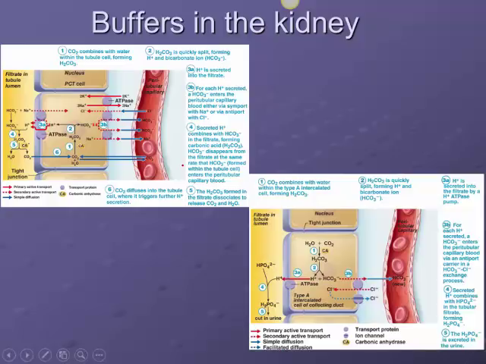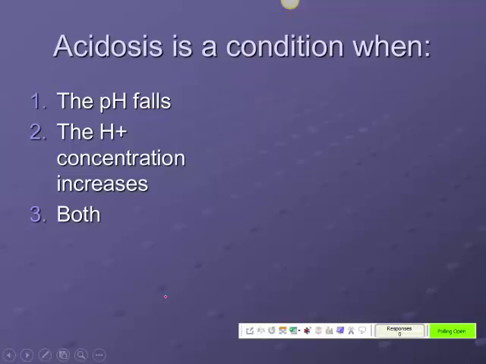So if there's a case of acidosis, you can see hydrogen ions will be secreted. If there was a case of alkalosis, then what will happen? It won't secrete hydrogen ions. Instead, it will secrete bicarbonate. It will do the opposite, just to make sure that the pH is adjusted. Okay? So let's take a look at this question.